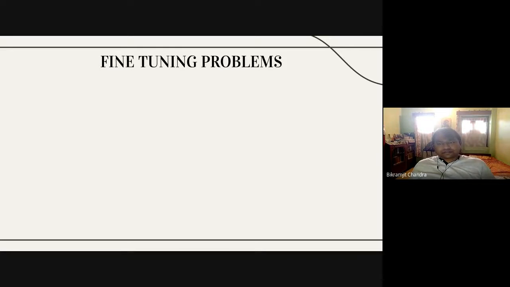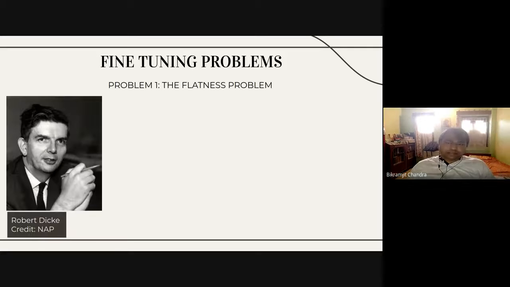There are a lot of categories under fine-tuning problems. I'm only going to talk about the big three problems. The first problem is the flatness problem. And the flatness problem was first specified by the astronomer Robert Dicke. He did this back in, I think, 1969. That's when he first published his paper on this.